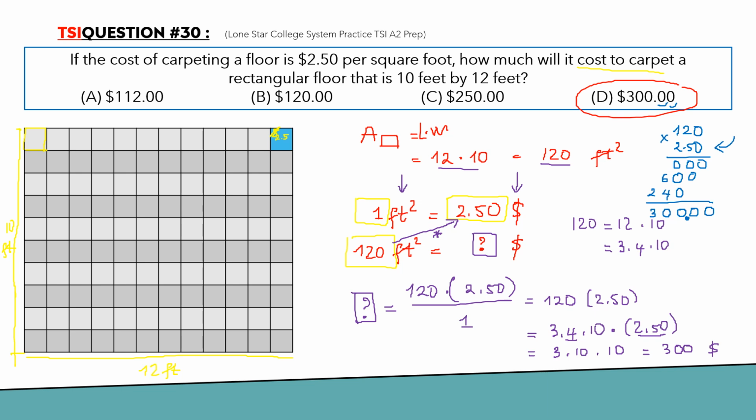So the formula for the area of a rectangle is length times width.